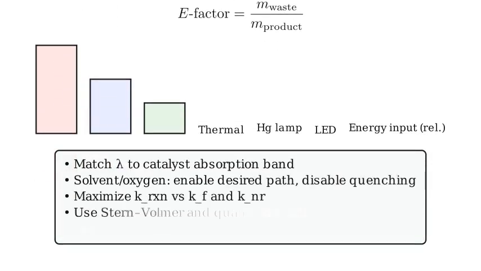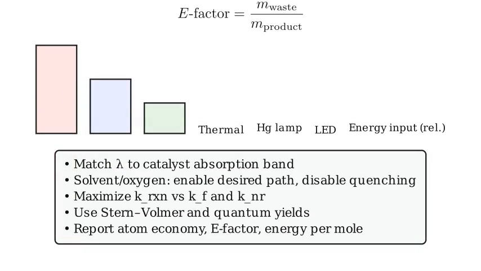Design checklist for integrating photophysical and photochemical green reactivity. 1. Choose wavelength to match the catalyst absorption for efficient excitation. 2. Tune solvent and oxygen content to favor the productive pathway. 3. Maximize the desired rate constant relative to all other decay channels.